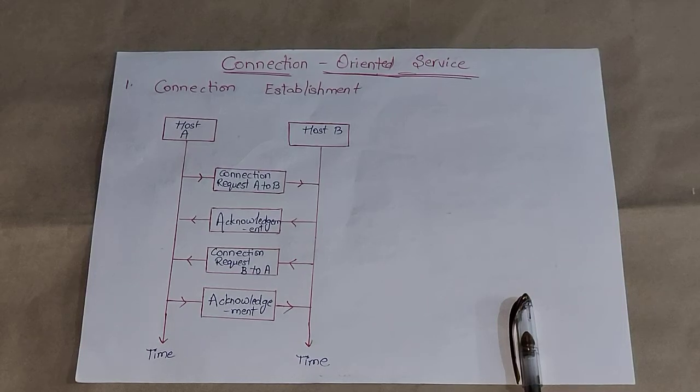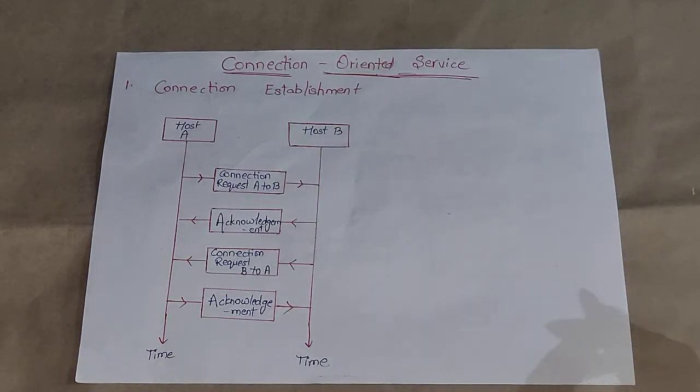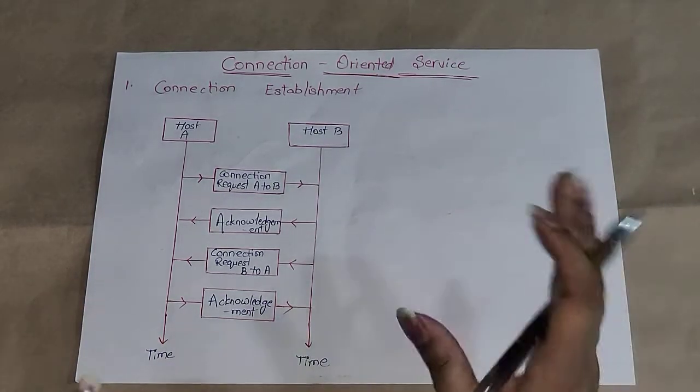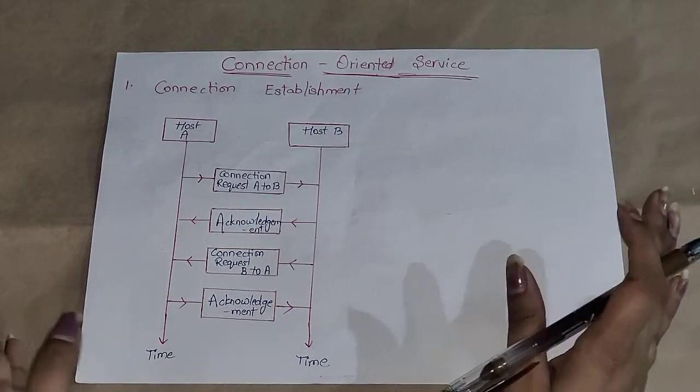Hello everyone. Our topic for this lecture is connection oriented service. As I told you, transport layer provides connection oriented as well as connectionless services. Now we are going to discuss connection oriented services. This is the mechanism of connection establishment: how the connection is set up between two hosts on the network.